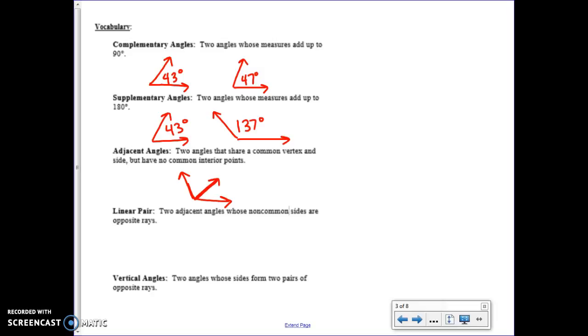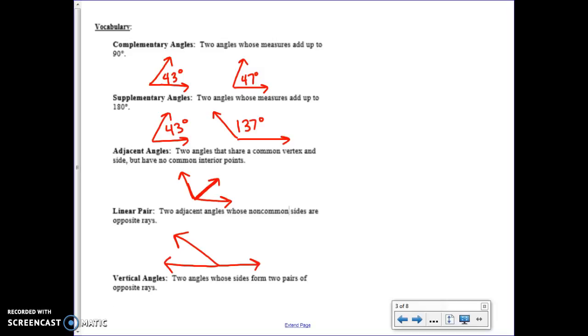A linear pair is a special kind of adjacent angle. A linear pair is two adjacent angles whose non-common sides are opposite rays. Think back to day one in here. Opposite rays form that straight line. So here's one of my angles. And then if I have another angle, these two angles form a linear pair. You should notice that these two angles are also going to be supplementary because they will add up to 180. That's what that straight angle would make, those opposite rays.